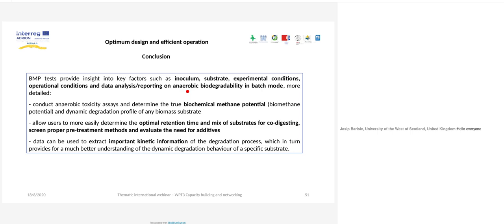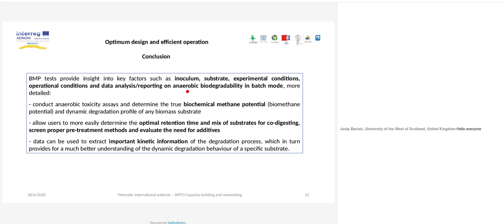The conclusion. A small recap of what we have said until now. The BMP tests provide insight into the key factors such as the inoculum, the substrate, experimental conditions, operational conditions, and data analysis reporting on anaerobic biodegradability in batch mode. In more detail, they conduct toxicity assays and determine the true biochemical methane potential and the dynamic degradation profile of the biomass substrate. They allow users to more easily determine the optimal retention time and the mix of substrates to be co-digested. They screen proper pretreatment methods, very important, and they evaluate the need for additives, if so.